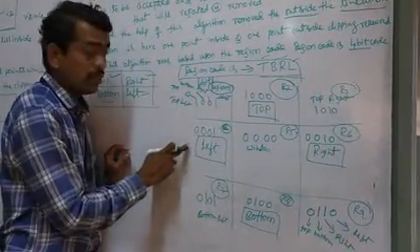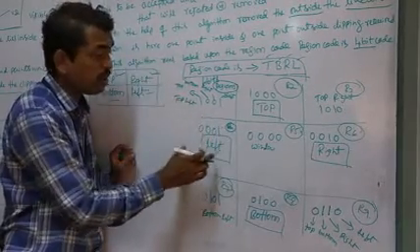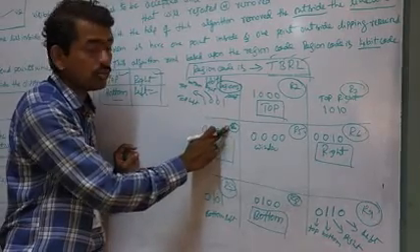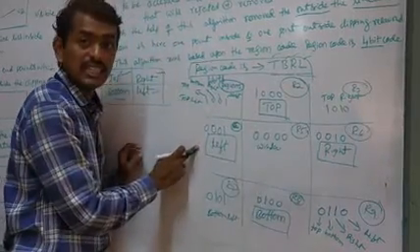Similarly, this is not a top. This is not a bottom. This is not a right. Only for left. 0 0 0 1. This is the region 4. Region 1, region 2, region 3, this is region 4.